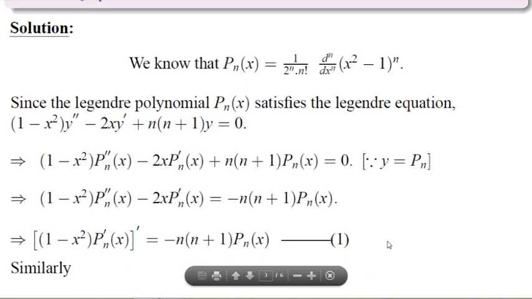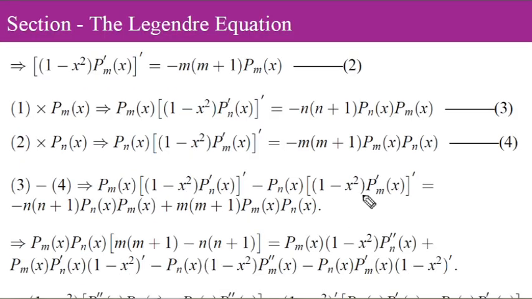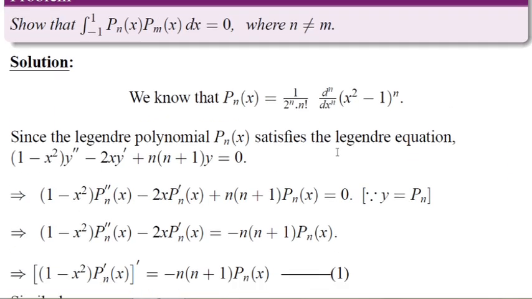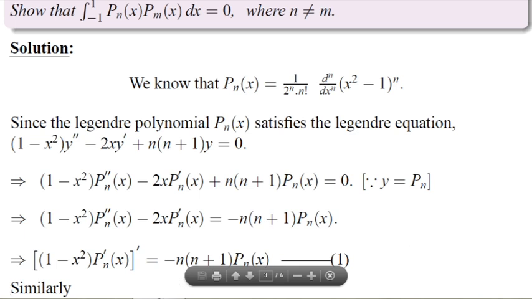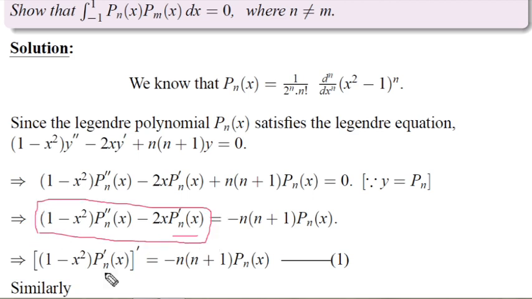In the next step, instead of (1 minus x square) Pn double dash of x minus 2x into Pn dash of x, we write (1 minus x square) into Pn dash of x, whole dash. Check: if we differentiate this, this is what we get. Using u v dash, we keep 1 minus x square as constant first, and differentiating Pn dash of x gives Pn double dash of x. Then minus u dv.